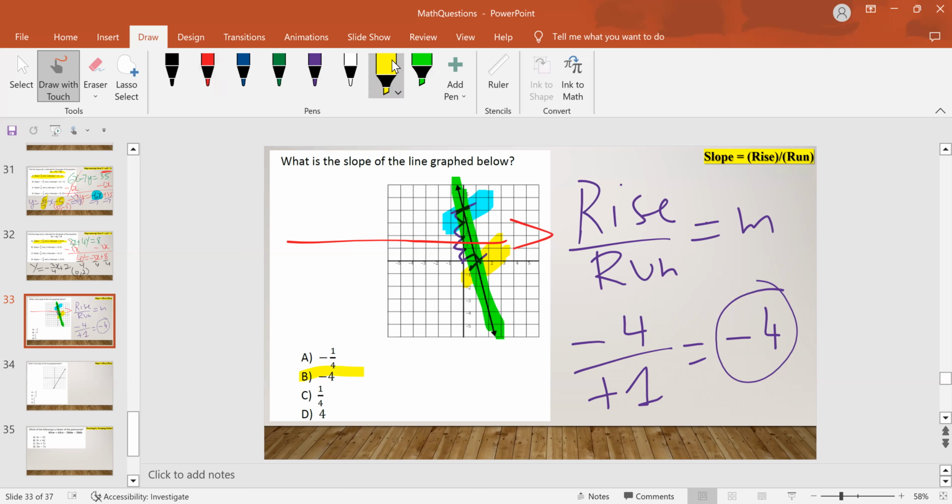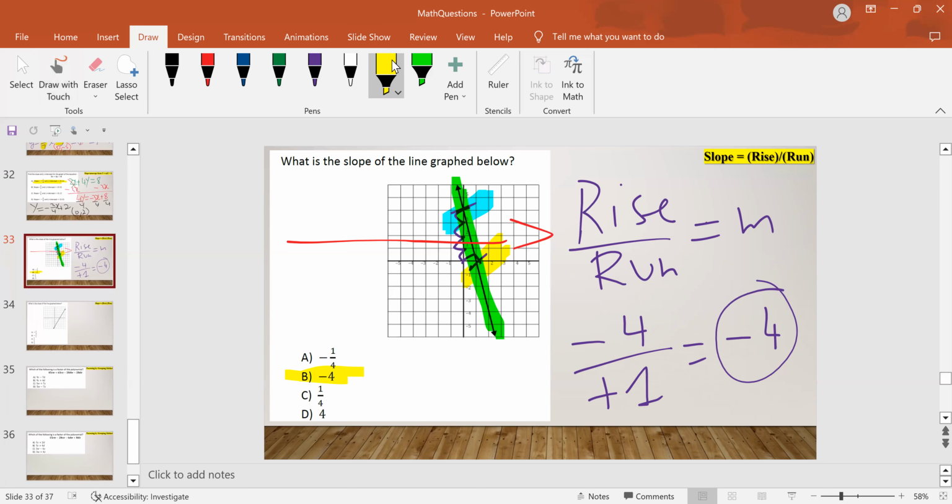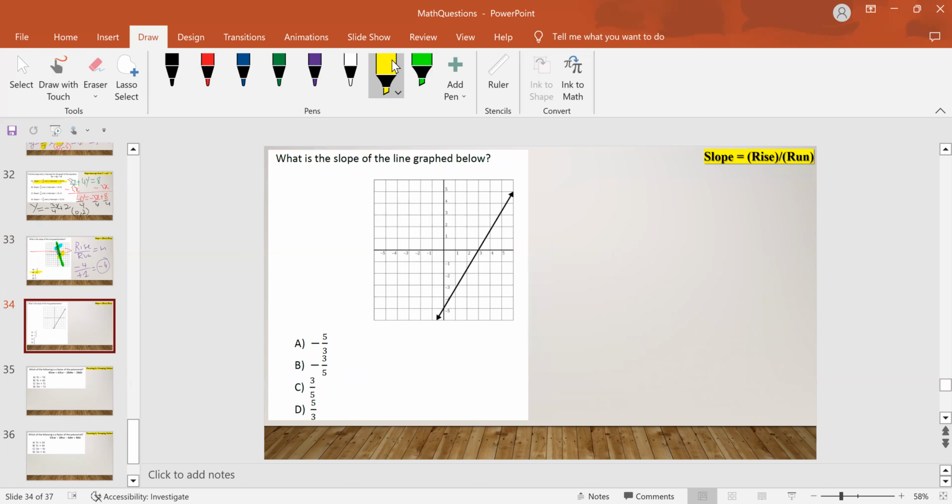Okay. What about someone who moves from the bottom to the top point? Yeah, it doesn't matter, the point you choose as your start point. You can get the same answer. Let's see if you have a similar question here. You can try this one here.